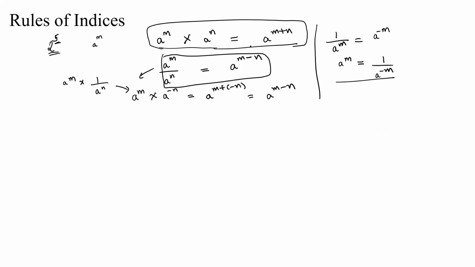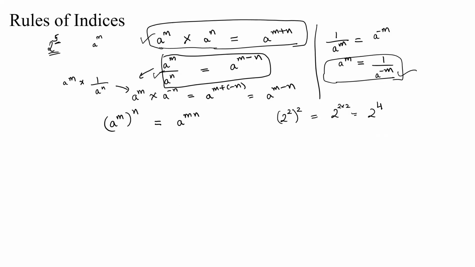You need to remember all these formulae, all these rules for indices. This is the first rule, this is the second rule. This is also a rule. Now you have a raised to power m whole raised to power n. This is nothing but a raised to power m into n. For example, if you have 2 square and you take the square of that, that becomes 2 raised to power 2 into 2, which is 2 raised to power 4.